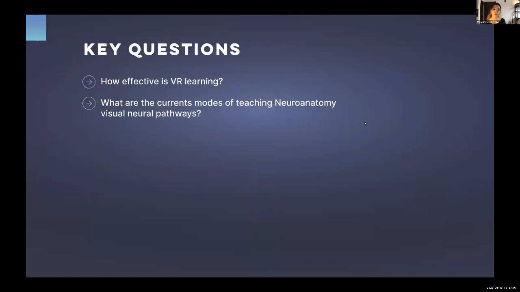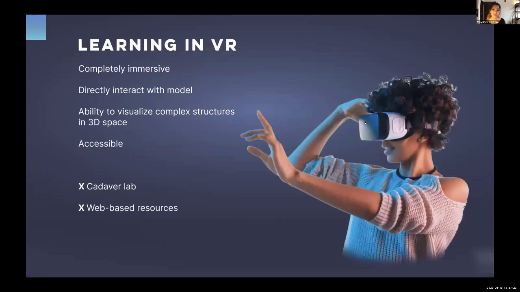So for my research, there are two key questions I focused on to guide it. The first question is, how effective is VR learning? And my second question is, what are the current modes of teaching neuroanatomy and the visual neural pathways? From my research, I found that learning in VR is very effective because it allows a user to be completely immersed in the experience. And users are able to directly interact with the model, so they can rotate it in the X, Y, and Z axis, and they are able to see the different structures in 3D space, and it is accessible.